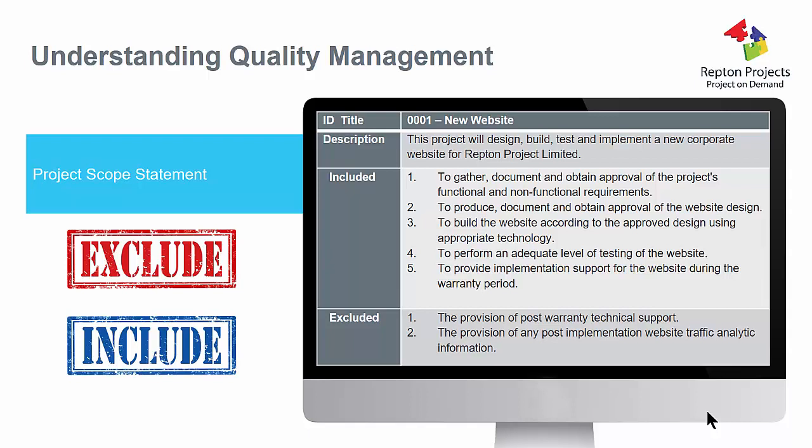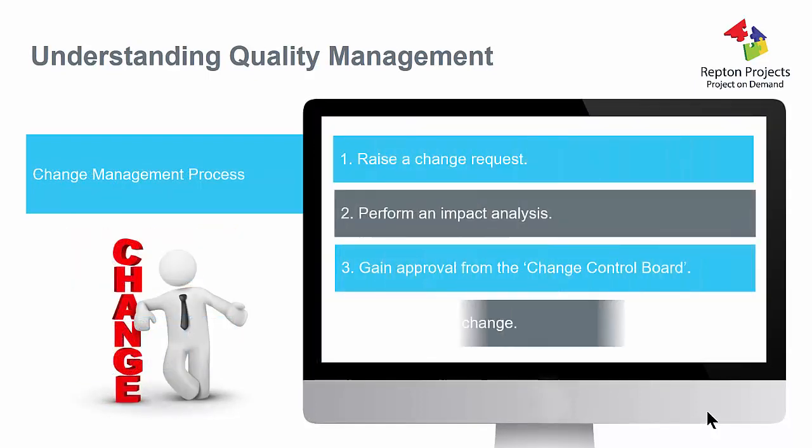This then can feed into the requirements in the planning phase as a real basis. We've got included and excluded. So if we fully understand what the scope of the project is, then we can start to understand any changes that we are asked to perform in the project lifecycle. In order to do that, we've got what's called a change management process.